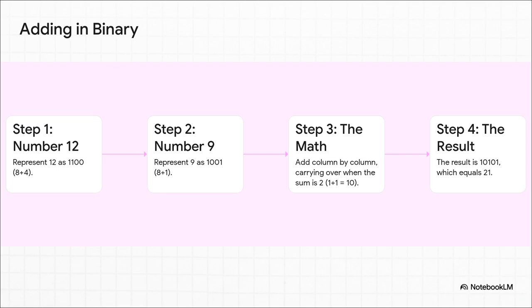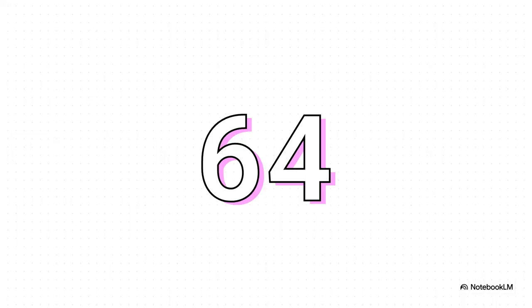12 is 1100, 9 is 1001. We just add them up, column by column, from right to left. But wait, when we get to a column where we have to add 1 plus 1, we get 2, which isn't a digit in binary. So what do we do? We do the same thing you learned in first grade. You write down a 0 and you carry the 1. When you do all that, you get the answer 10101, which, if you add it up, is 21. It works. So, how do we build a circuit that can actually do that?